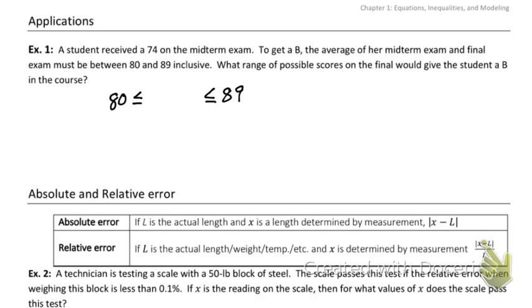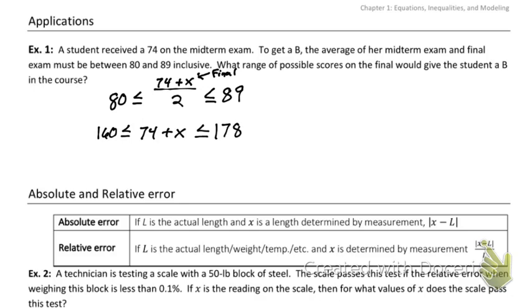How do I come up with the average of 2 tests? Add them together and divide by 2. I know what one of my tests is. That's a 74. I don't know what the final is going to be, so that's going to be plus x. That x is going to be your final score. And we're just going to divide by 2. All right, so we'd multiply everything by 2, and we'd get 160 is less than or equal to 74 plus x is less than or equal to 180 minus 2, which would be 178.